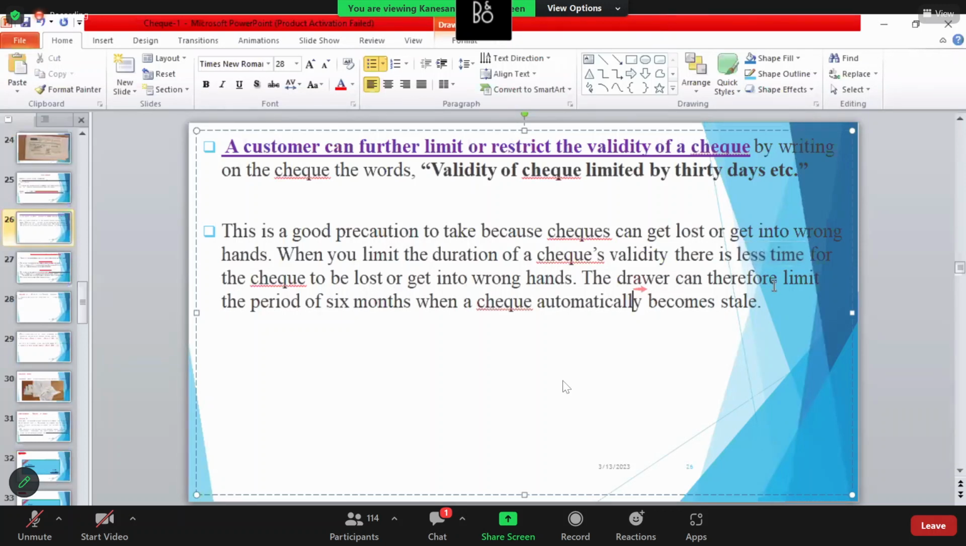The drawer can therefore limit the period within 6 months, after which the check automatically becomes invalid, right? After 6 months, automatically the check is invalid. But within 6 months, you can limit the period of time. If you limit it, then within the period of time, the person has to go to the bank and get the payment by using the check. Understand, students?